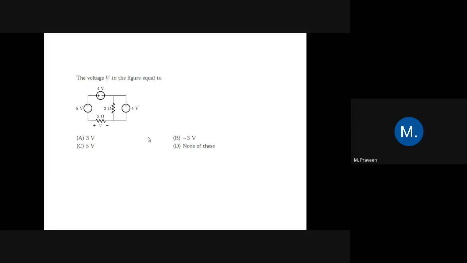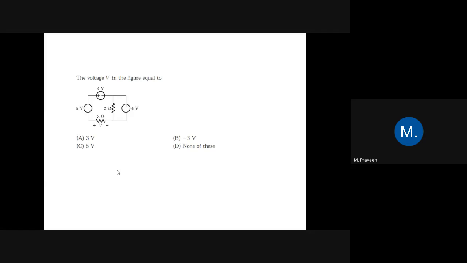Let's move on to the next question. The voltage V in the figure is equal to dash. So the circuit is given, and we have to find what the voltage is here. Four options are given: A is 3 volt, B is minus 3 volt, C is 5 volt, D none of these.